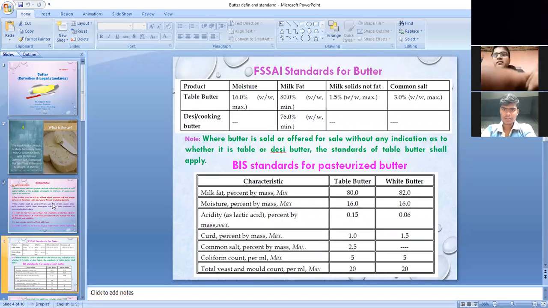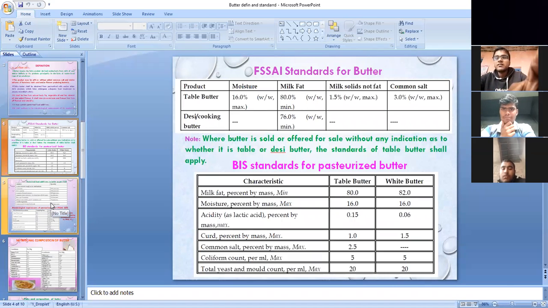So what is the difference between salted and unsalted butter? I have already told you that table butter is generally added with salt, common salt. That is generally NaCl used at the rate of 3%. And we have already discussed the purpose of addition of salt. It is used to improve the flavor of the butter. Salt is also used to check undesirable microorganisms so that we can improve the keeping quality of the butter.